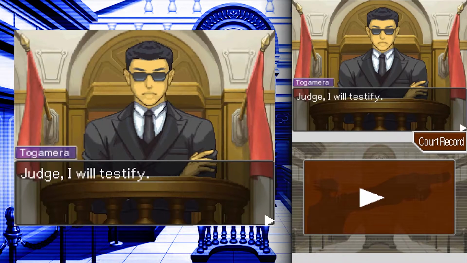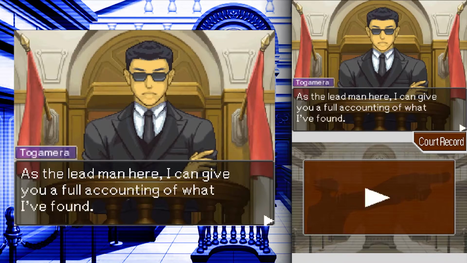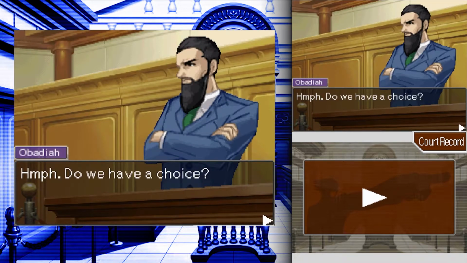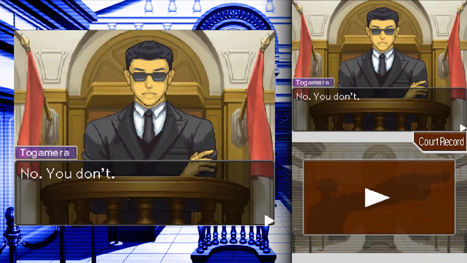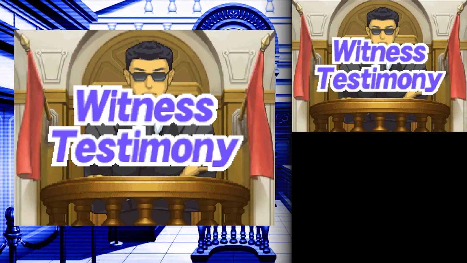How do we prove that these are two interconnected? Please, tell me all about this. I would love to hear it from the horse's mouth. As a lead man here, I can give you a full accounting of what I found. Oh, how little you found. You just basically hold yourself off inside the victim's room. And the only thing that we know in there is just a computer and a bed. And maybe some clothes. It's people's rooms. Do we have a choice? No, you don't. Wowee, golly gee willikers. This is gonna go great.